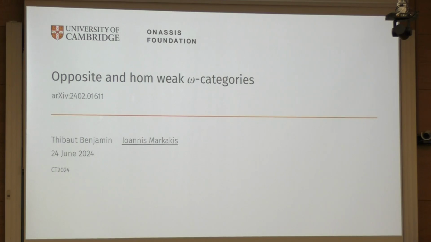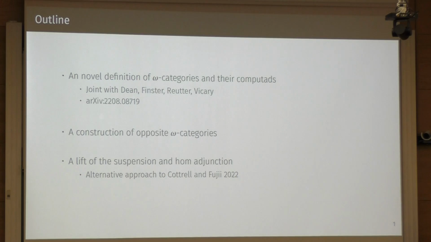So I will try to give a different definition of weak omega categories that is equivalent to the one that was used in the previous talk, and try to use this to construct the opposite of an omega category and hom omega categories between two objects that we already saw in the previous talk appearing. This is based on two preprints. The first one is joint with Dean, Pfister, Reuther, and Vicari, and it's actually not a preprint anymore. It's been published recently, and the second one is a preprint that was recently uploaded on arXiv.